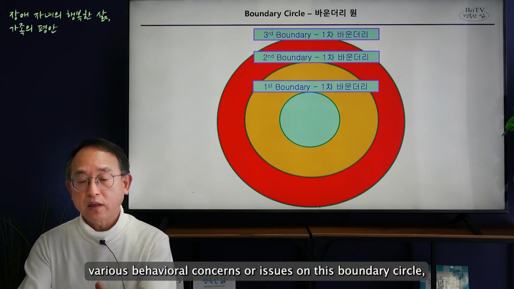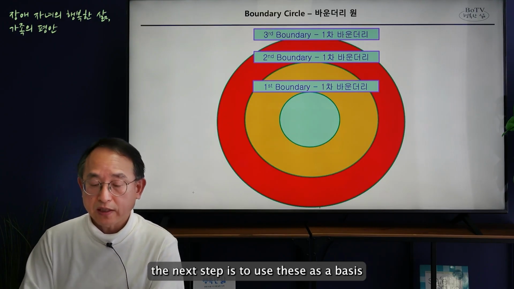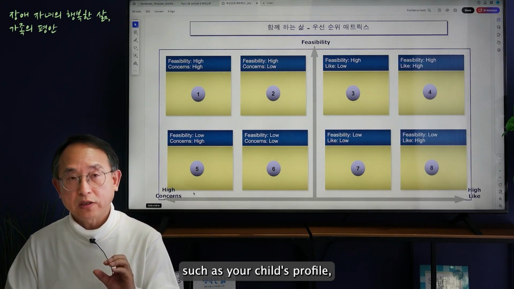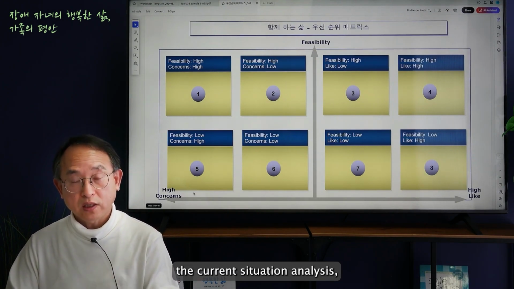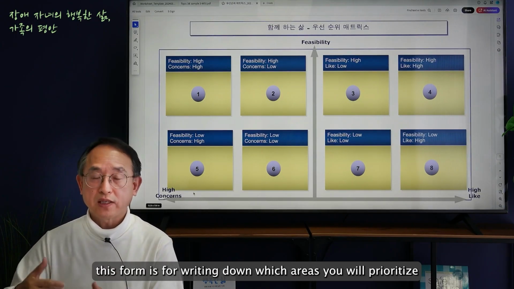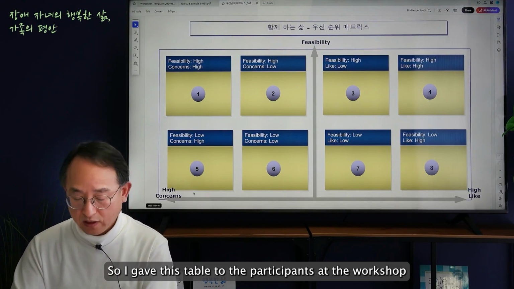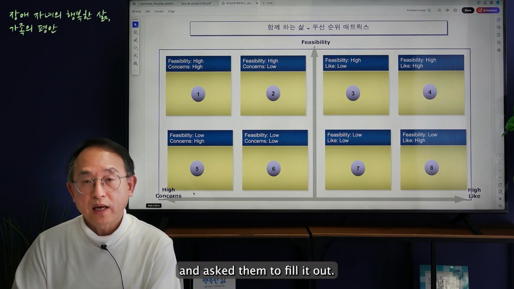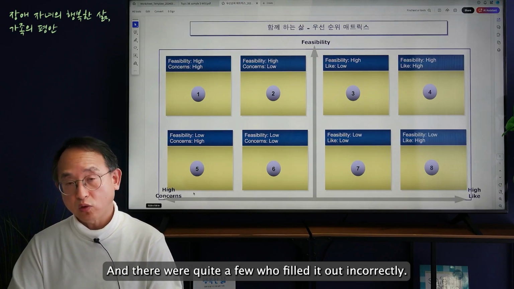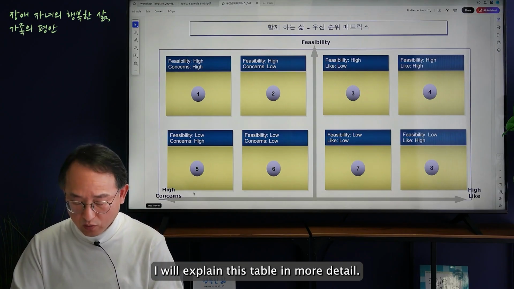Now, once you've written down various behavioral concerns or issues on this boundary circle, the next step is to use these as a basis to move on to the priority matrix. So far, you've written down various things, such as your child's profile, the current situation analysis, and the necessary competencies. Based on those, this form is for writing down which areas you will prioritize and focus your efforts on first. So I gave this table to the participants at the workshop and asked them to fill it out. But surprisingly, many people found it very difficult to complete. And there were quite a few who filled it out incorrectly. That's why in today's session, I will explain this table in more detail.